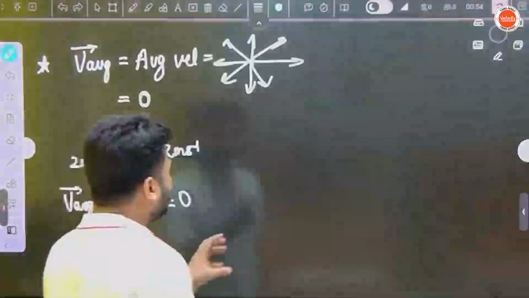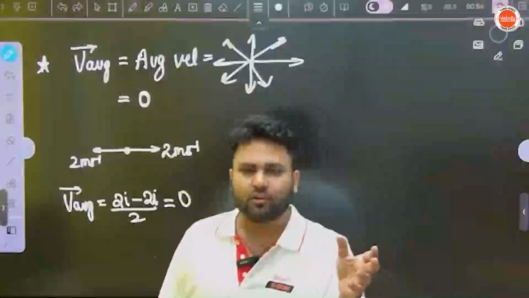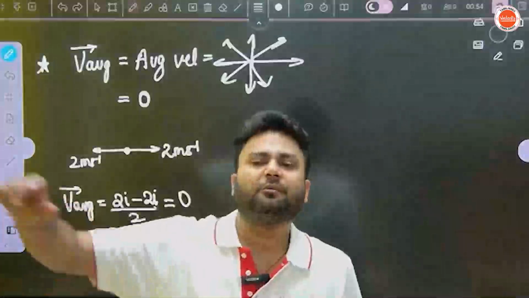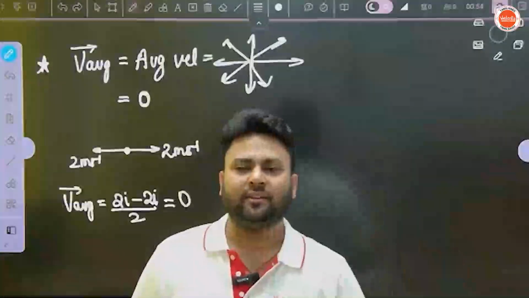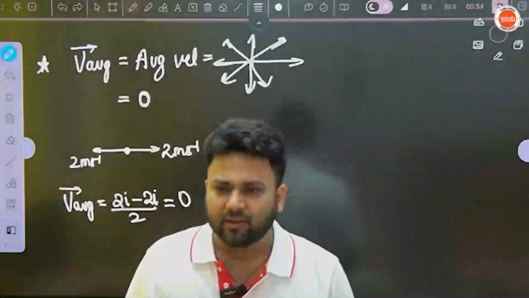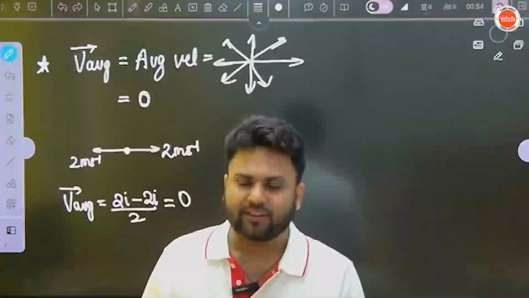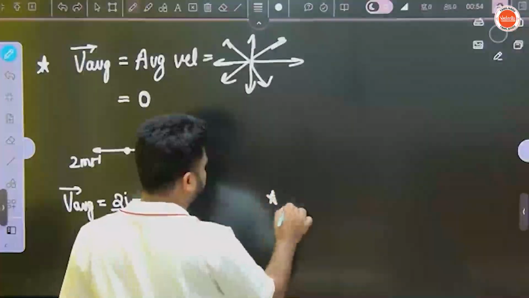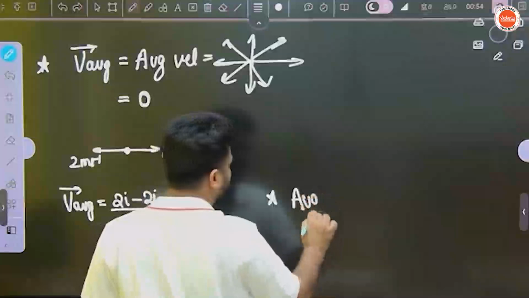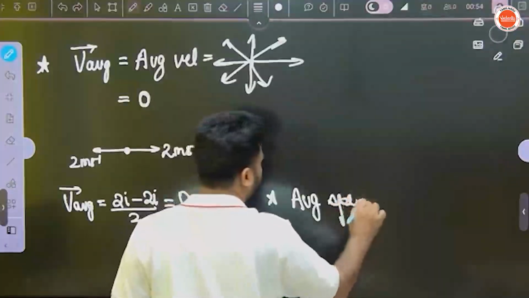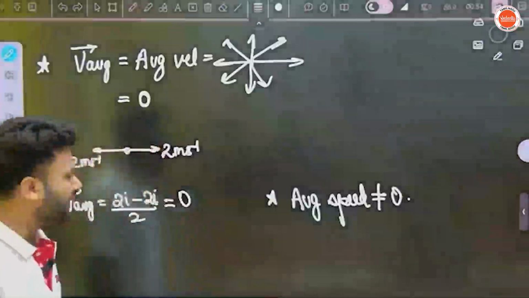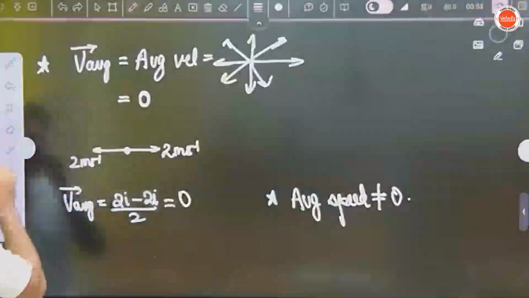But if they ask what is the average speed, that won't be 0. Average speed is a scalar quantity. Suppose you have some speeds, 30 and 40. So the average is 30 plus 40 by 2. We can calculate like this. So average speed won't be 0. Remember this, average speed is not 0.